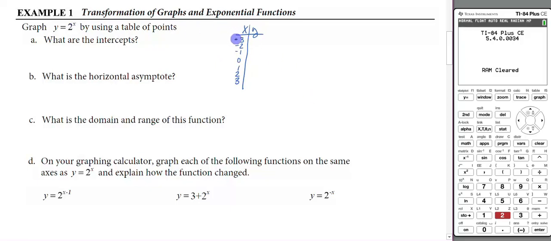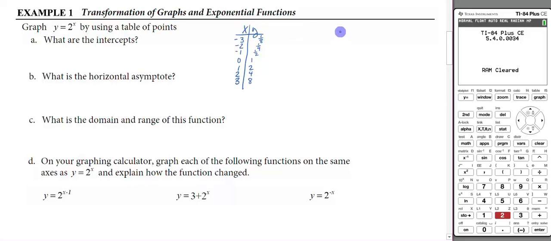2 to the negative 3 is going to be 1/8. 2 to the negative 2 is 1/4. 2 to the negative 1 is 1/2. 2 to the 0 is 1. 2 to the 1 is 2. 2 squared is 4, and 2 cubed is 8.